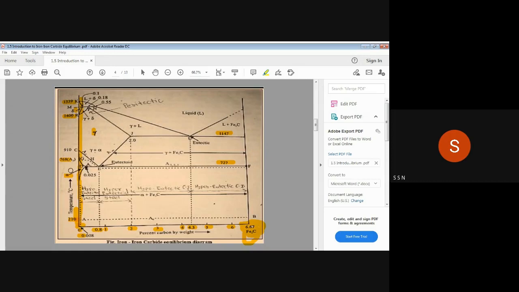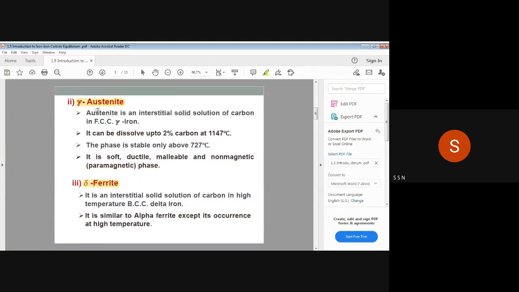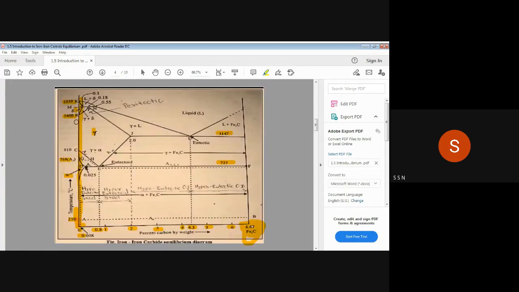Alpha, gamma, and delta. So alpha phase of iron is called alpha ferrite. Gamma phase of that iron is called gamma austenite, and delta phase is called delta ferrite. To understand what is this alpha, gamma and delta, these are phases of pure iron present at different temperatures. So up to 768 degrees Celsius temperature, alpha ferrite will be there. That iron we will call alpha ferrite.